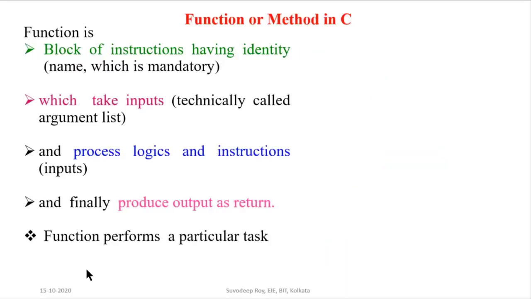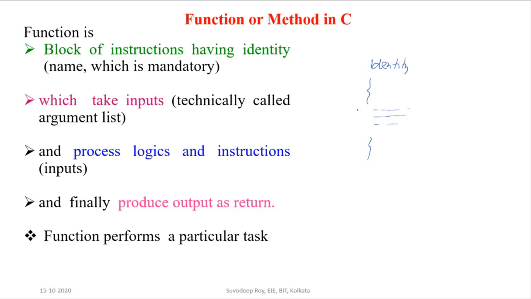What are functions? A function is a block of instructions having identity. Say this is a block. This block has different instructions. So a function is a block of instructions having identity, which takes inputs, processes logic and instructions, and finally produces output as the return. Identity means the function must have some name. Say this is the identity, it will be written here.